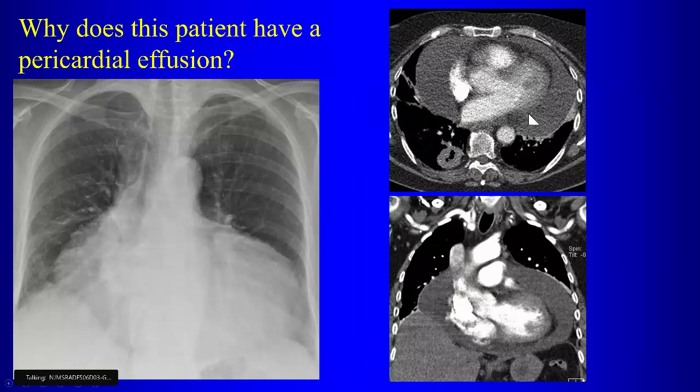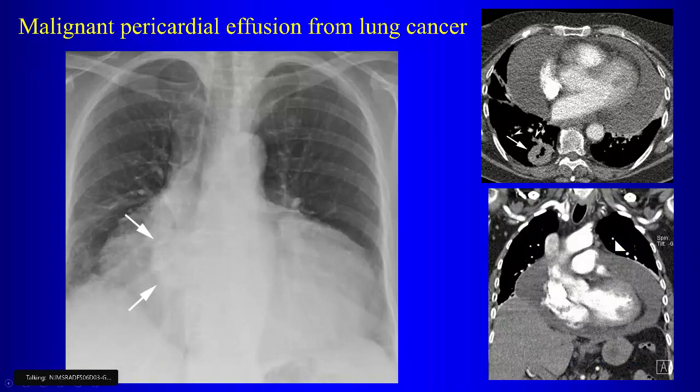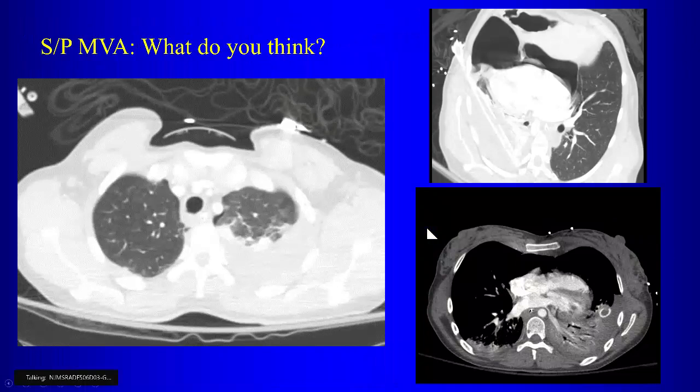So here's another patient with a pericardial effusion, right? So here's the pericardial effusion. Any idea why this person has a pericardial effusion? Cancer. How do you know? There's a lung mass, right? It's a right lower lobe lung mass associated with the pericardial effusion. So you need to suspect that this might be a malignant pericardial effusion. Okay, so this was from lung cancer. There's a mass there, even on the radiograph.